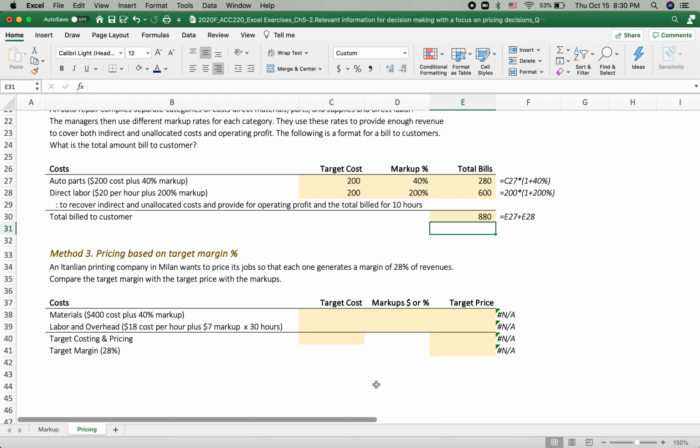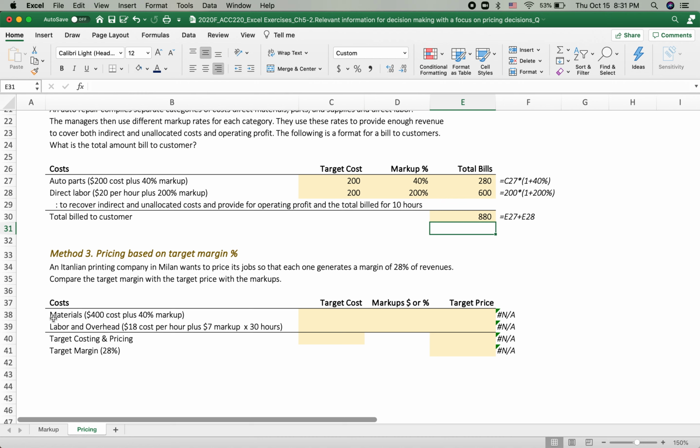Okay, method number 3, pricing based on the target margin percentage. An Italian printing company in Milan wants to price its job so that it generates a margin of 28% of revenue. That is kind of a target costing. We use the gross margin. In this case, we compare the target margin with the target price with the markups. Again, we are using the markups.